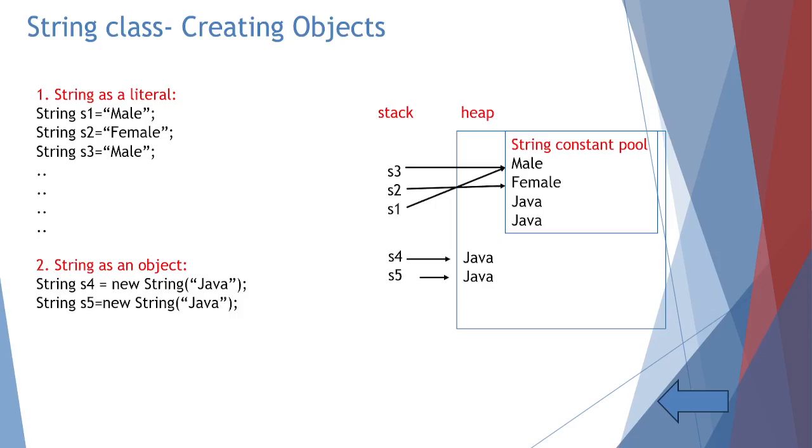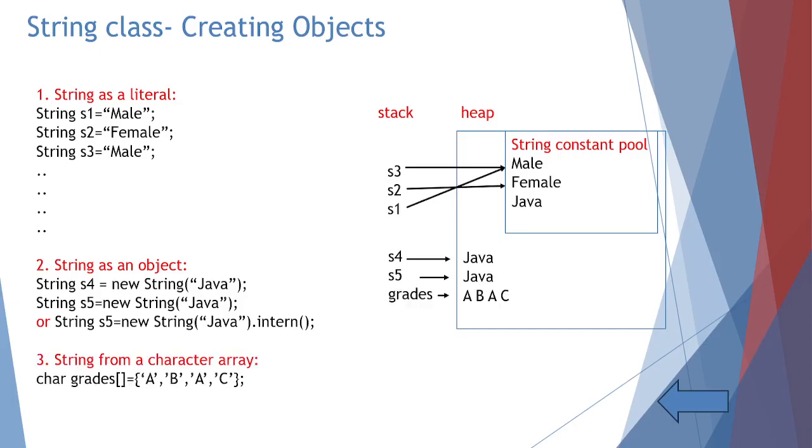But we can avoid the second object by using the intern method. String S5 is equal to new String Java dot intern means check in the string constant pool. If Java already exists, do not redeclare the object in the string constant pool, but in the heap area it has to be declared. So because of the intern statement, the string constant pool has only one Java. This is the second way, the new operator.